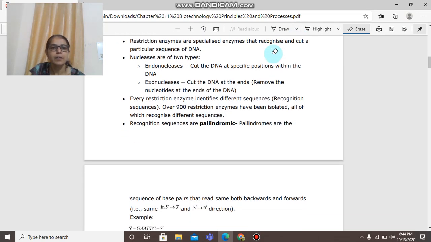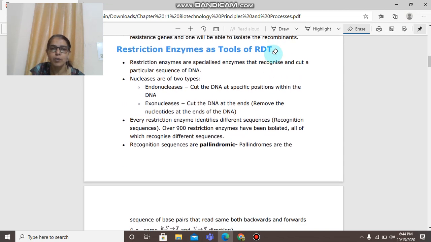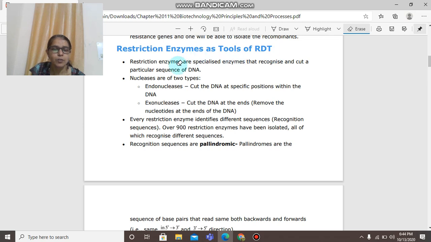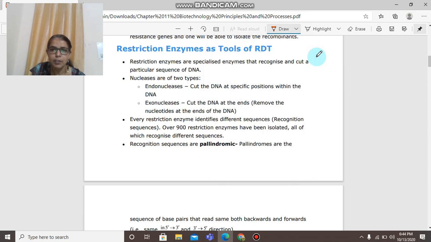So 12th class, in the last class we had discussed what is the use of plasmid, how does it act as the vector. So today I am going to discuss what are the different tools that are used in this recombinant DNA technology. There are many tools that are used in the recombinant DNA technology. We will use that one by one. So first of the tools that is used in the recombinant DNA technology is the restriction enzyme.